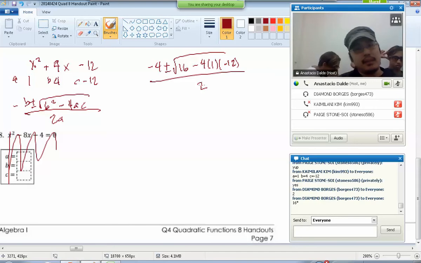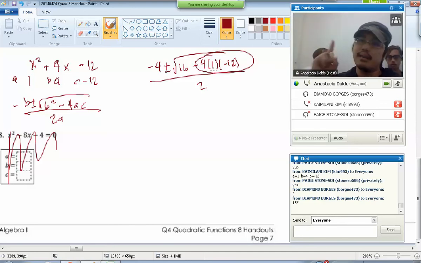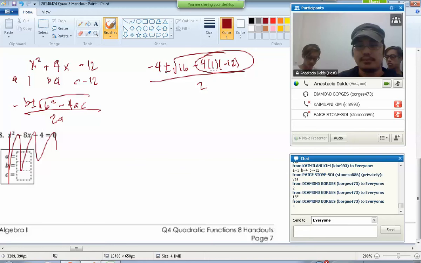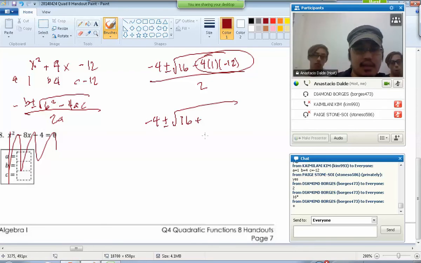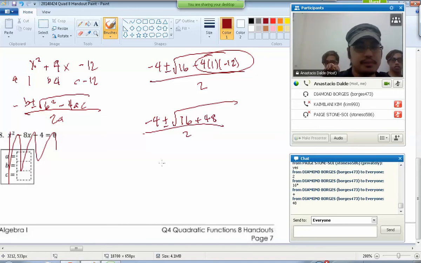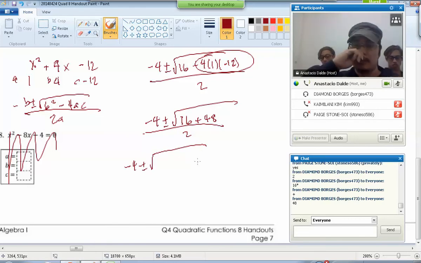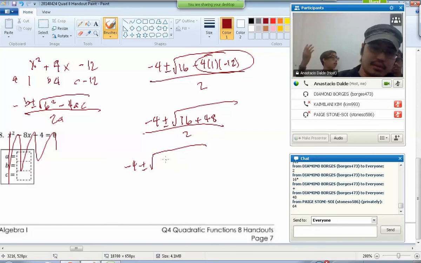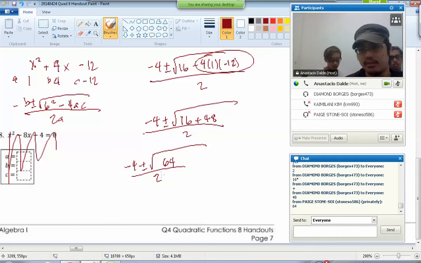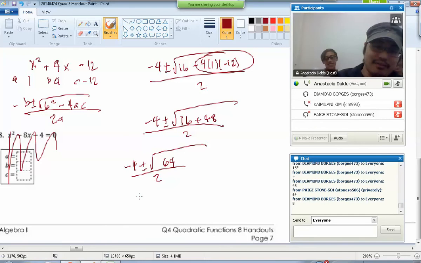What is negative 4 times 1 times negative 12? Positive, because the negative in front of the 4 cancels out with the negative in front of the 12. So I got negative 4 plus or minus the square root of 16 plus 48, all over 2. What's 16 plus 48? 64. What's the square root of 64? 8. Awesome, this square root ends up giving us a nice number.